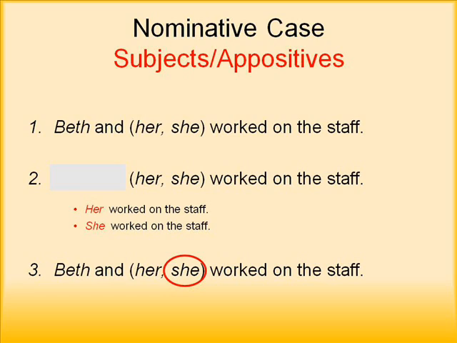Again, she is the subject of the sentence. A subject pronoun has to be in the nominative case. If you look on the chart, you'll see that she is in the nominative case. Her is not in the nominative case. Since it's the subject, we have to use the nominative case, and she is the one that we have to use.